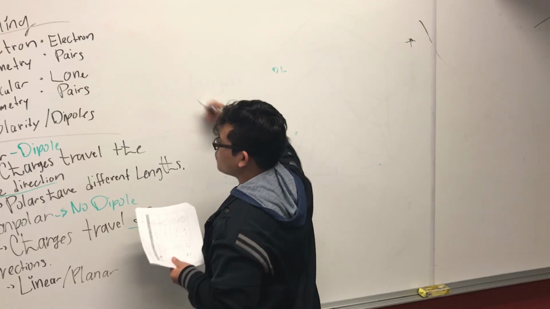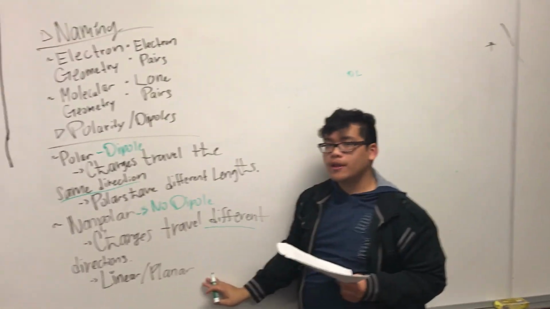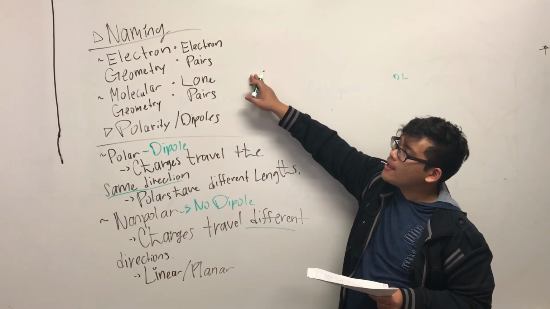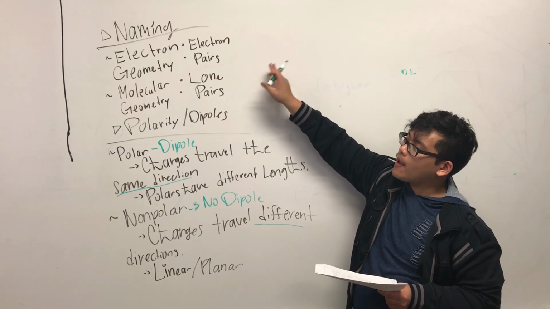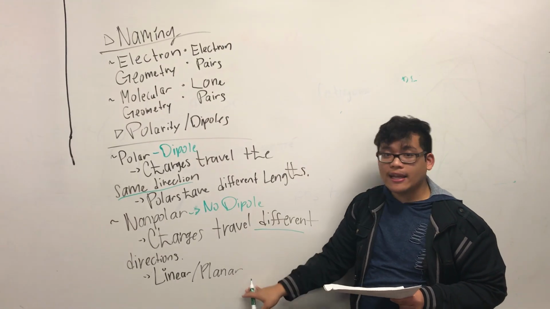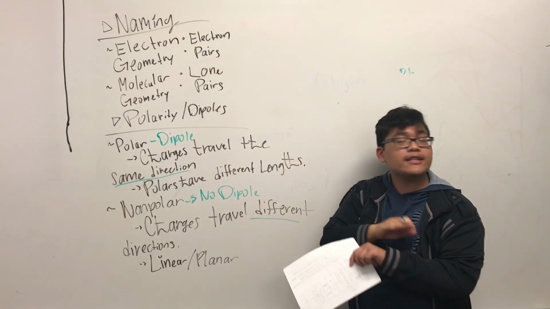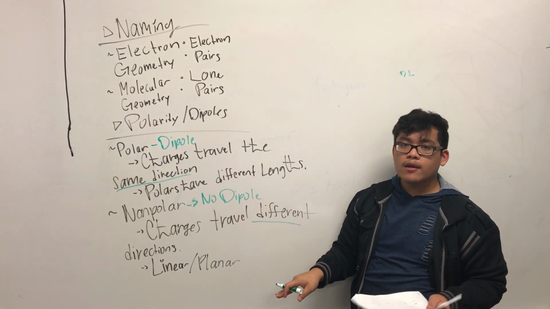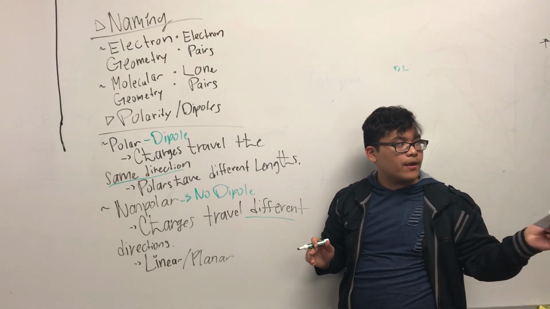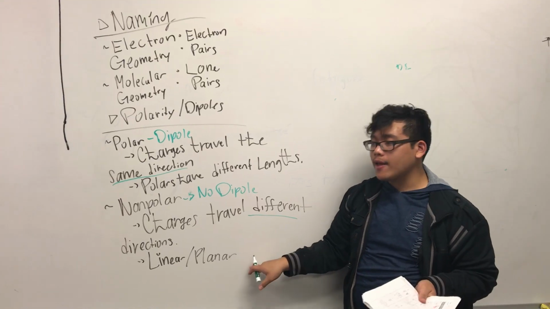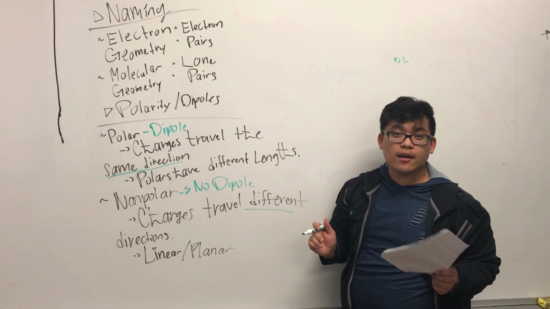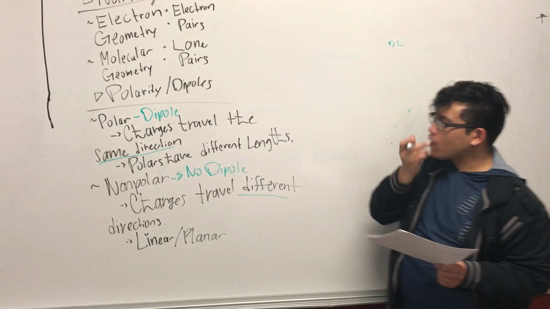Going back to nonpolars, the second rule is that when you're naming the structure of a formula, if it's linear or planar, it's automatically nonpolar. Because if you look at the shape of linear and planar structures, all the electrons will get stuck. So those are basically the main rules.